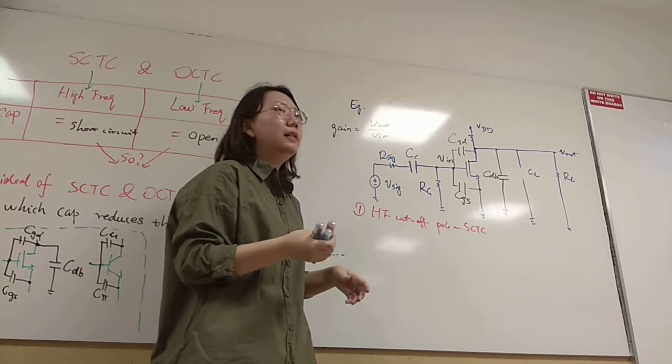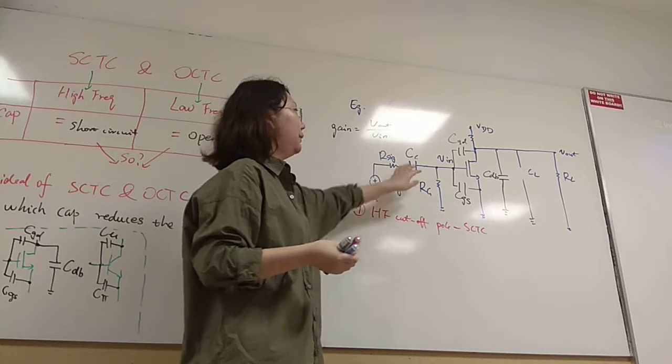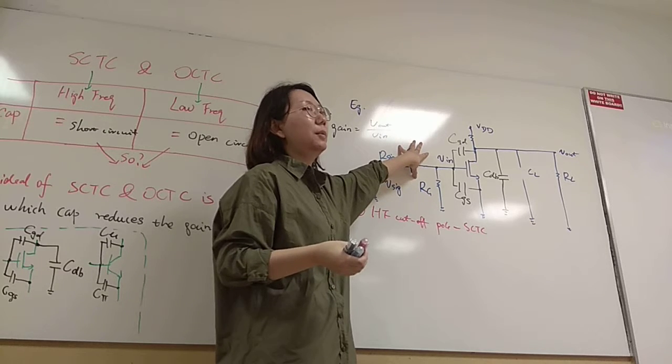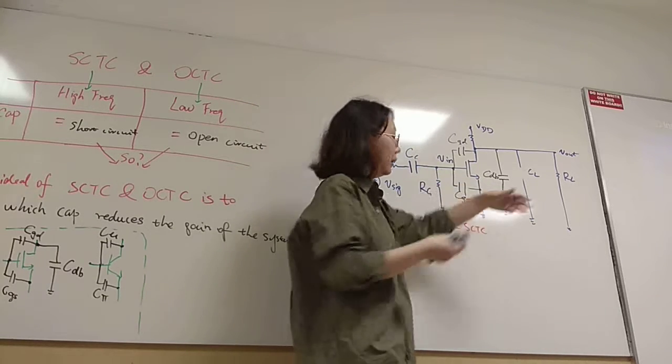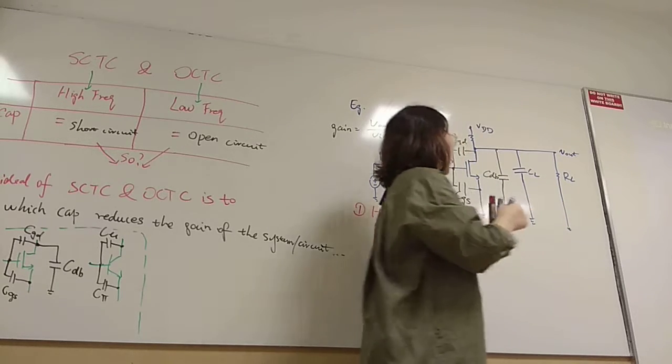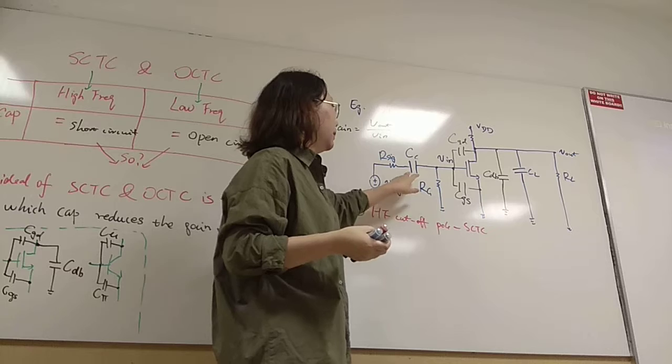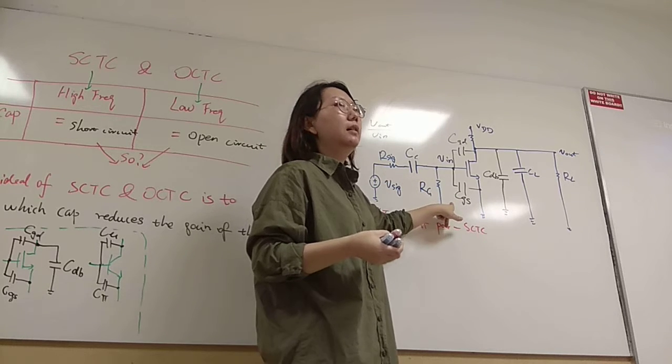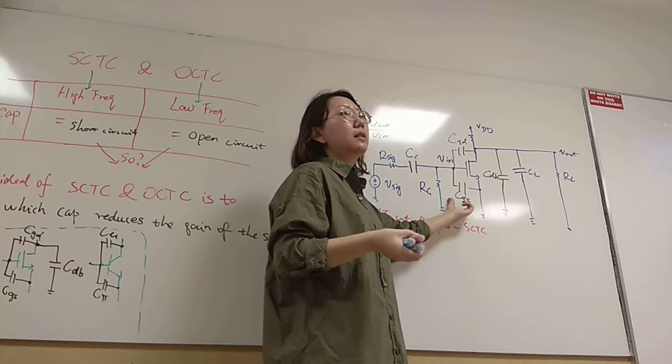So we use the same method. Because we finished CC already, we know it's not a troublemaker. So it is not a troublemaker. So we go to the next capacitor. Let's say, for example, your CGS.